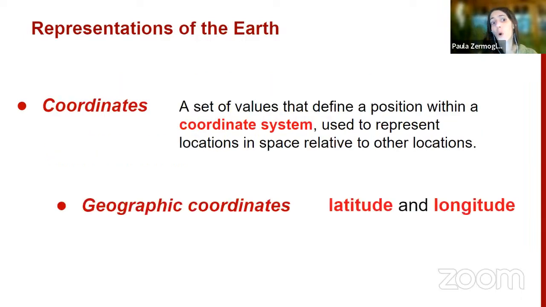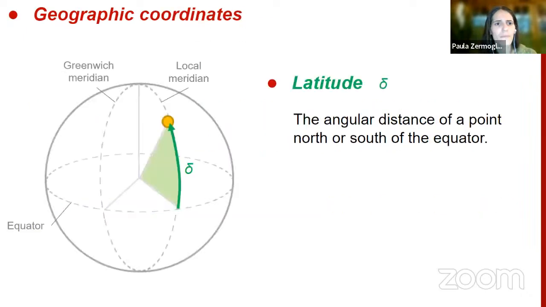And so what are coordinates and what are geographic coordinates? Well, coordinates are sets of values that define a position within a coordinate system. When we were seeing the axis X and Y, we have a value for X and a value of Y, and those are coordinates in that system. For geographic coordinates, we talk about latitude and longitude. Those are the geographic coordinates. So we're going to see a little bit more how this latitude and longitude are defined.